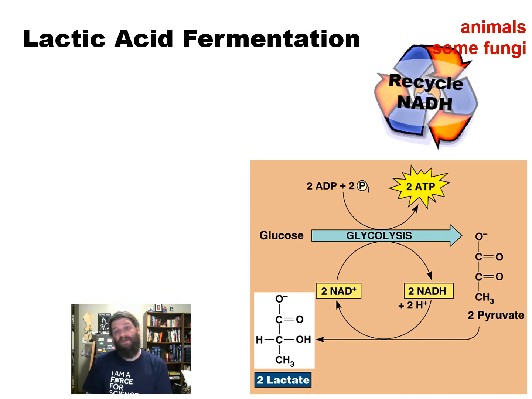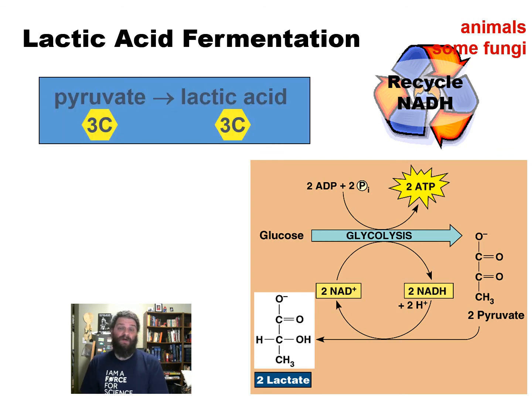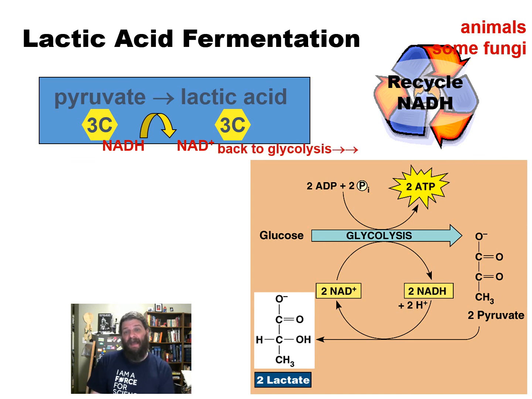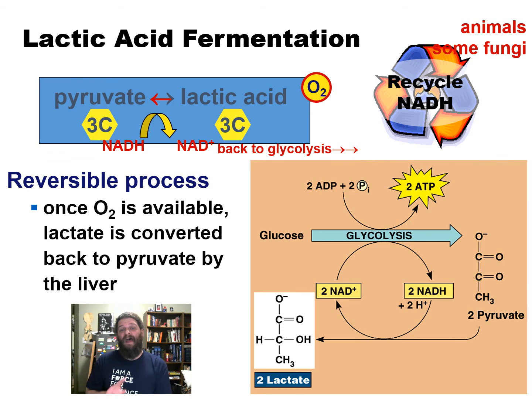Looking at lactic acid fermentation, again, the goal here is to recycle NADH into NAD. We do this through converting the pyruvate into lactic acid. It's really a rearrangement with an addition of hydrogen. That way the NAD can go back to glycolysis. The difference here is this is a reversible process. If oxygen is available, then that lactate can be converted back into pyruvate. That pyruvate can then enter the aerobic respiratory pathway and wring some more energy out of it that way, rather than have it stick around and make your muscles uncomfortable, because that's what lactic acid does.